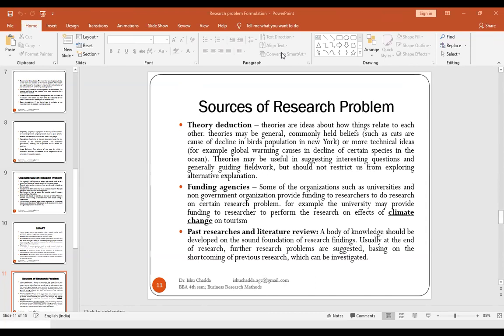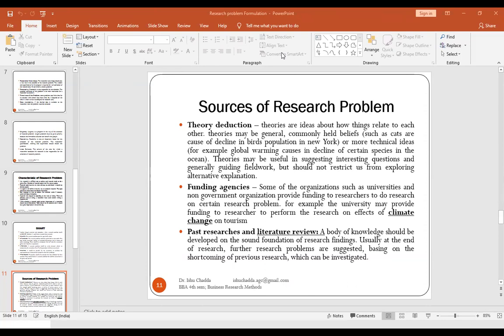Funding agencies. Some organizations, such as universities and non-government organizations, provide funds to researchers to do research on certain research problems. For example, a university may provide funding to a researcher to perform research on the effects of climate change and tourism.